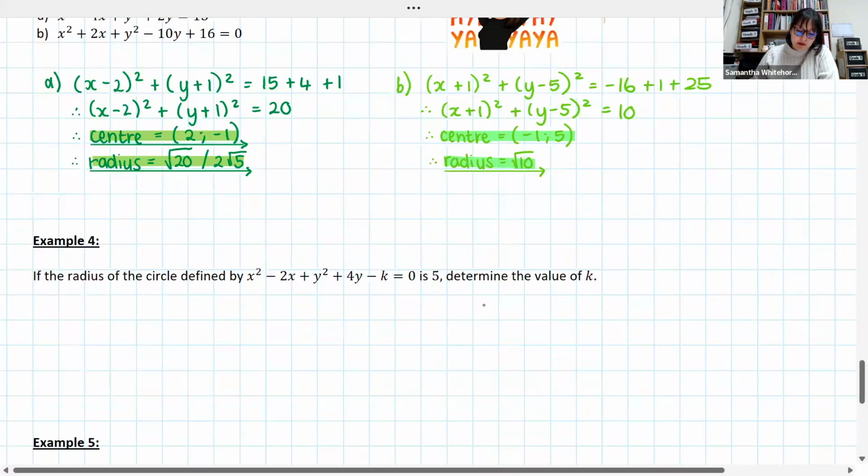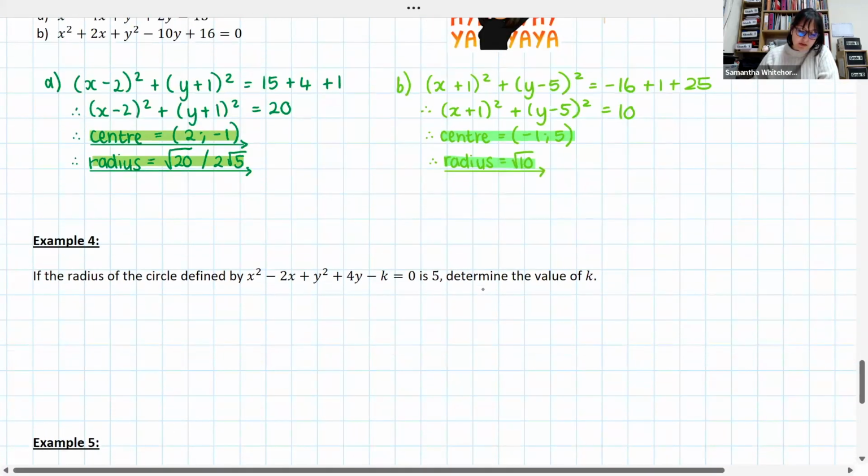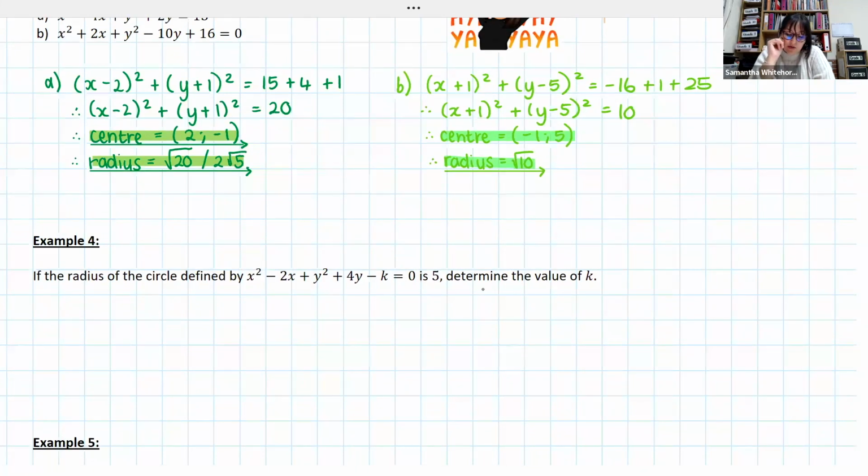Alrighty. So example 4, we'll get to example 5 hopefully. If not, it's not the end of the world. It's an extension question. It says if the radius of the circle defined by x squared minus 2x plus y squared plus 4y minus k equals 0 is 5, determine the value of k.